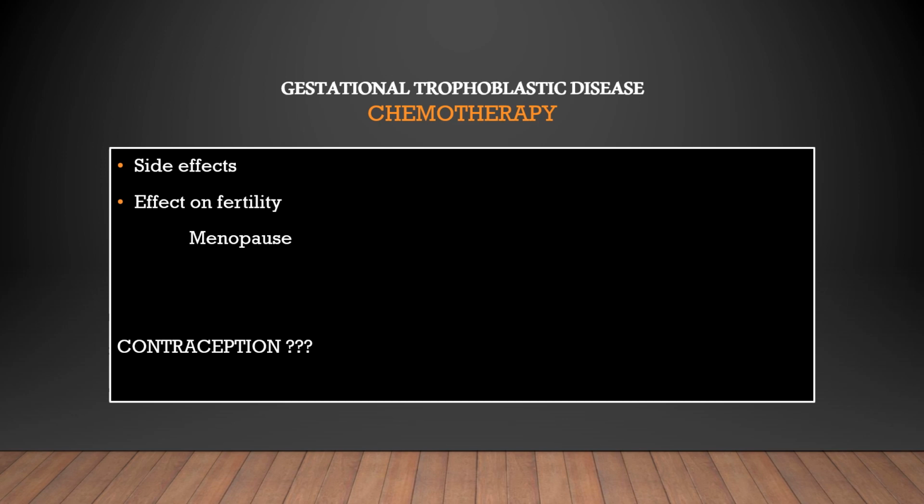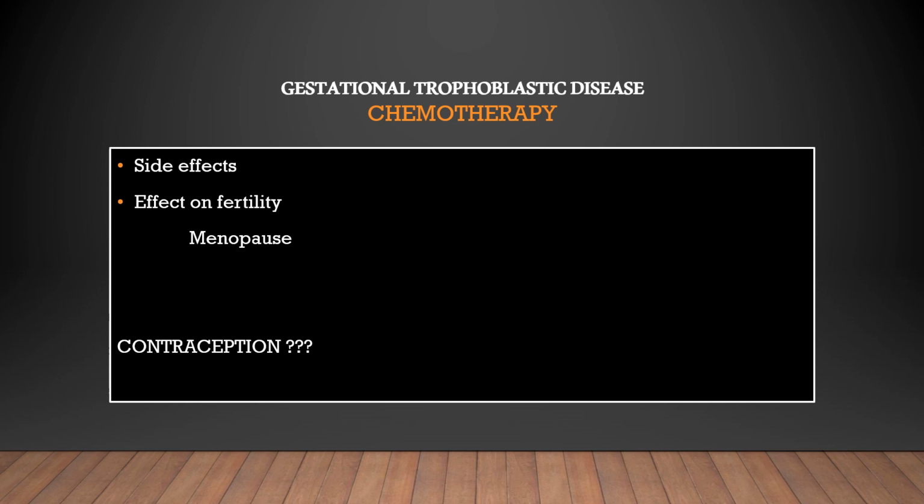Then what is the follow-up? How to follow up the patient? For benign it is different, for malignant it is different. For benign, after partial mole, the patient has serial monitoring of beta HCG 2 weeks apart, and if we find normal beta HCG levels, at least two values 1 month apart being normal, we can stop the follow-up.